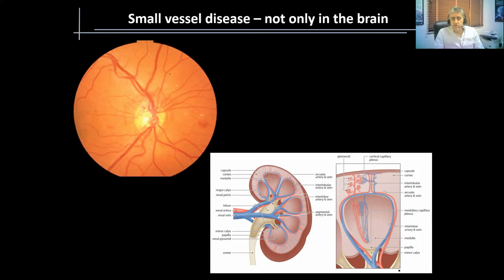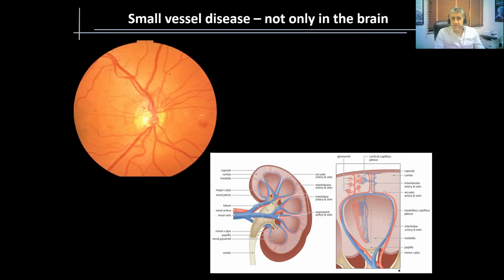The small circulation, the small artery circulation, is throughout our circular bed, and you can find similar lesions, that is small artery disease, also, for example, in the retina and also in the kidney. And this is what we know as arterial retinopathy and arterial nephropathy, hypertensive retinopathy and hypertensive nephropathy, and also diabetic nephropathy and diabetic retinopathy. These are just two other manifestations of the small vessel disease.